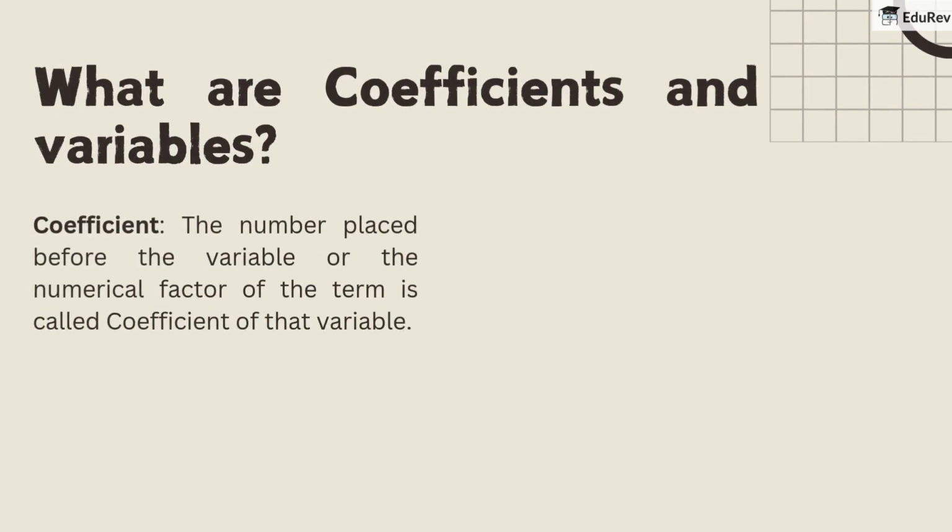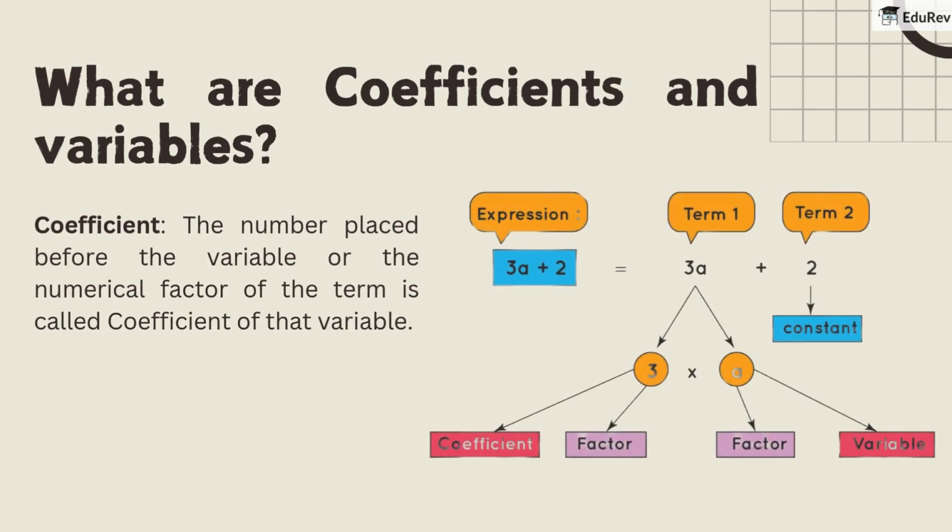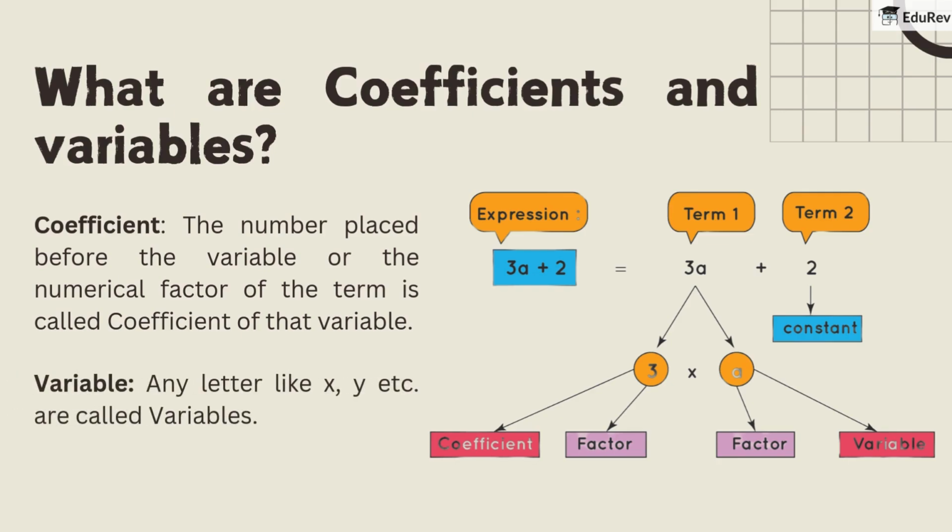Now, let's learn about coefficients and variables. A coefficient is the number placed in front of the variable, or the numerical factor of the term. For instance, in the term 3a plus 2, the coefficient of the term 3a is 3. Variables are letters like x or y that represent numbers. In our example, 3a contains the variable a.